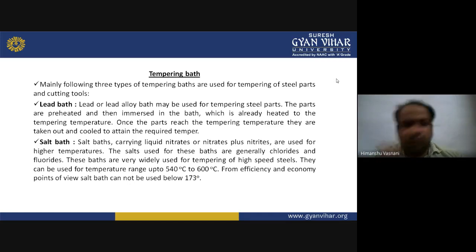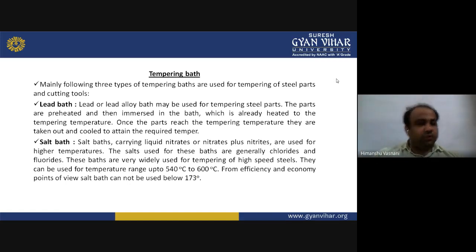Okay, now once the parts reach the tempering temperature, they are taken out and cooled to attain the required temperature. Okay, so the lead bath has its own style of cooling. Now, salt bath. Salt baths carrying liquid nitrates or nitrates plus nitrites are used for higher temperature.